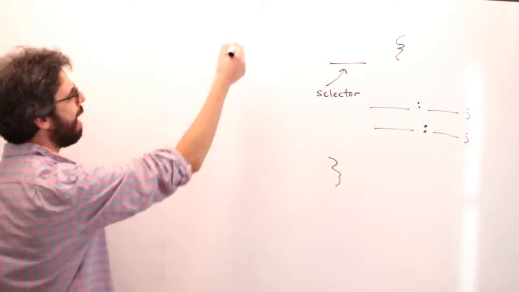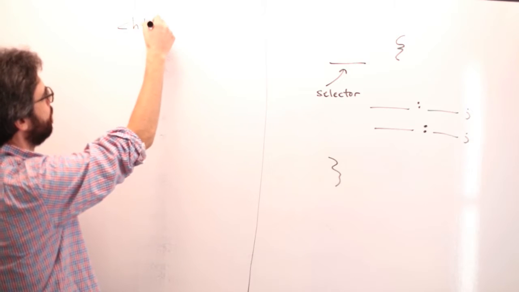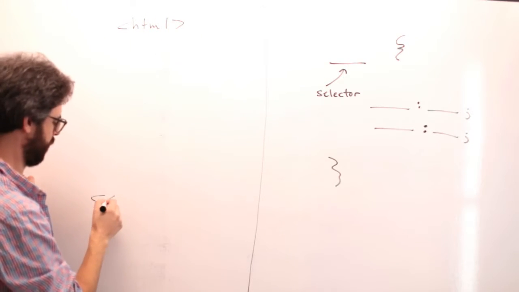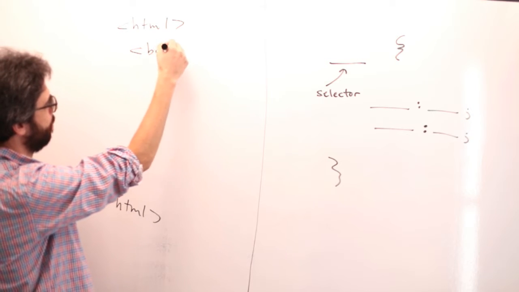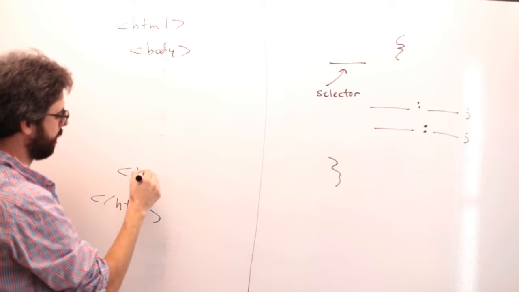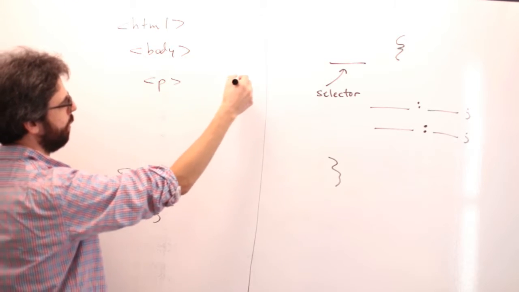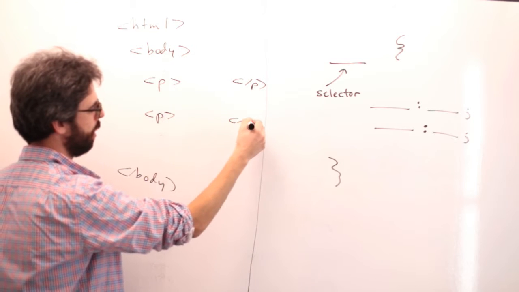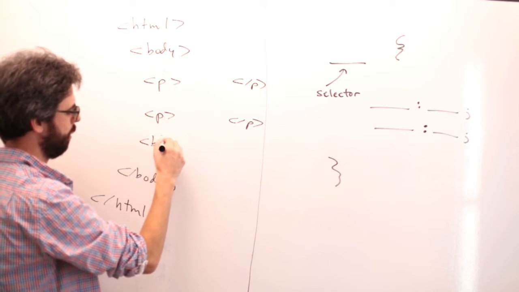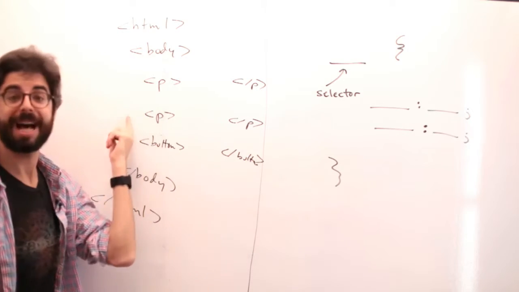So let's say, for example, you have an HTML file, and inside that HTML file you have a body, and inside the body maybe you have a paragraph, and another paragraph, and maybe you have a button. So there are three elements here.